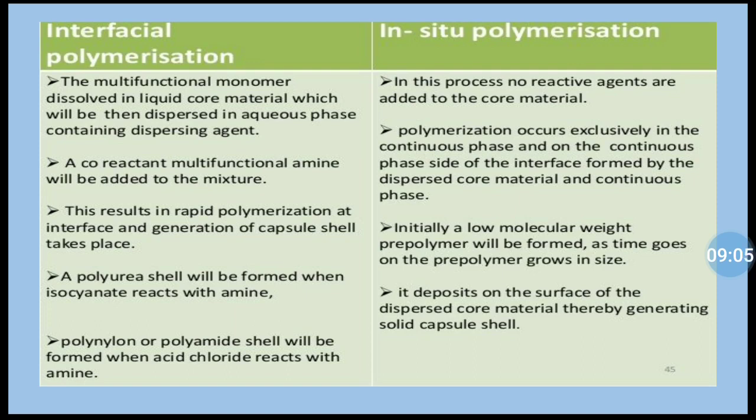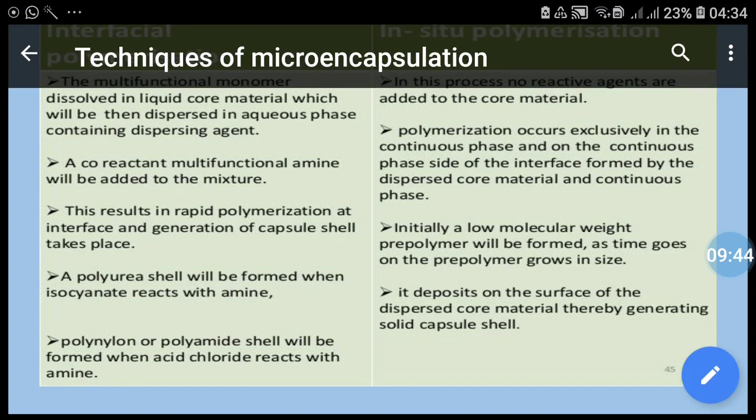In interfacial polymerization, this results in rapid polymerization at the interface and causes formation of microcapsules. In in situ polymerization, initially low molecular weight polymers will be formed and then they will get deposited onto the core material. Okay, a polyurea shell will be formed when isocyanate reacts with amine. This is an example of interfacial polymerization. And in in situ polymerization, it deposits onto the surface of the dispersed phase and forms the microcapsules.